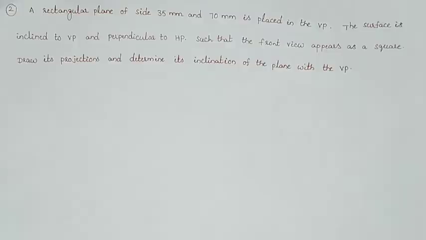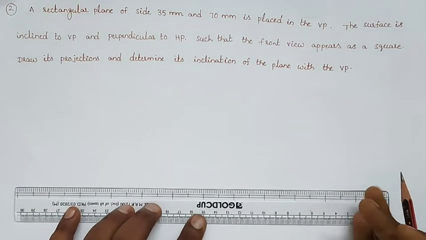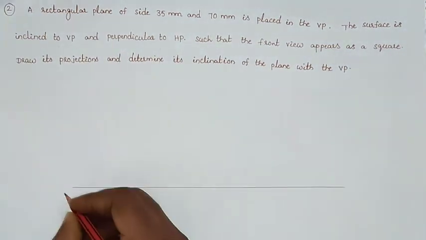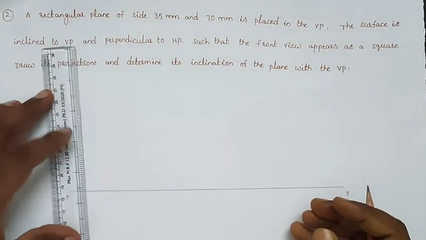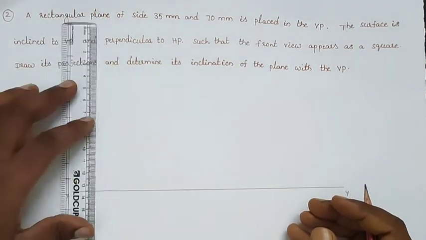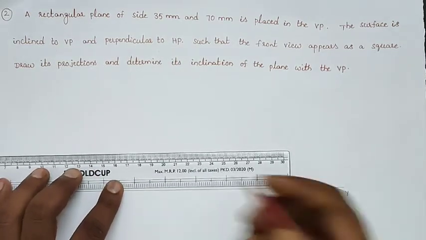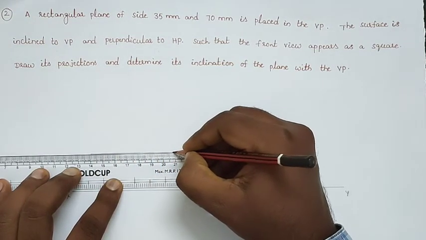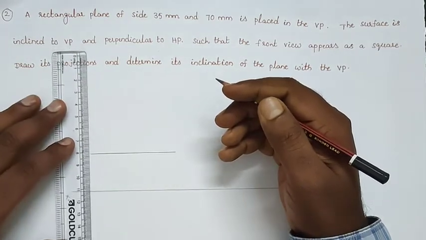So in the initial stage we can assume that the plane surface is parallel to the VP, and draw the first front view and first top view. Here the type of the plane surface is a rectangle, so we will construct a rectangle as the first front view. What are the dimensions of the rectangle? The length is 70 mm and the breadth is 35 mm.